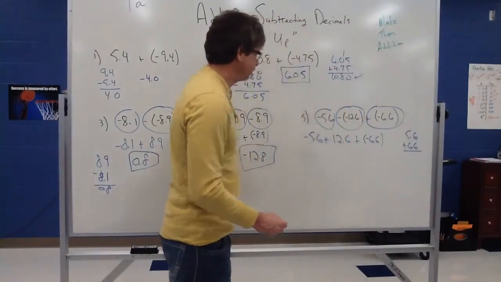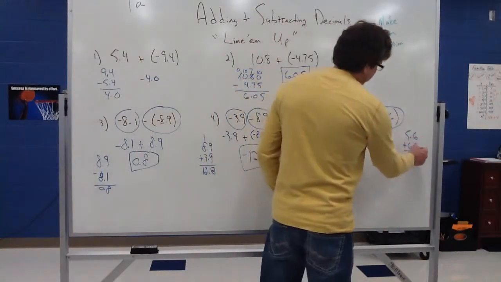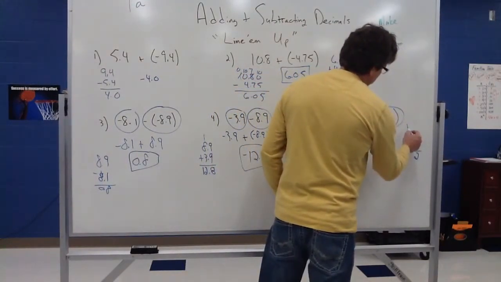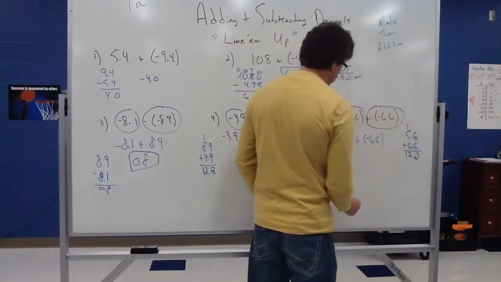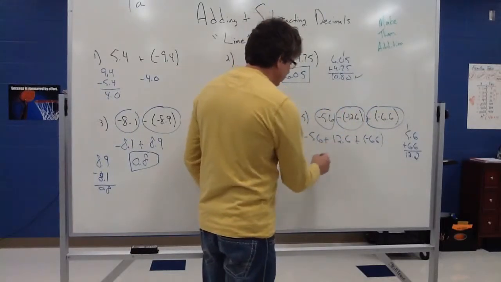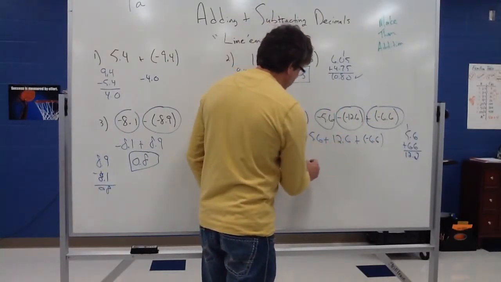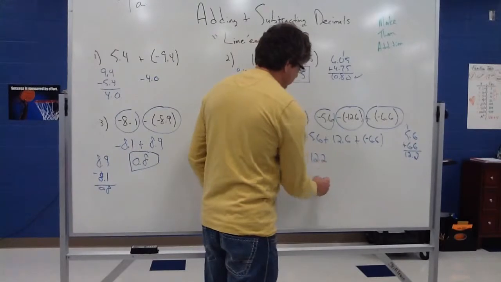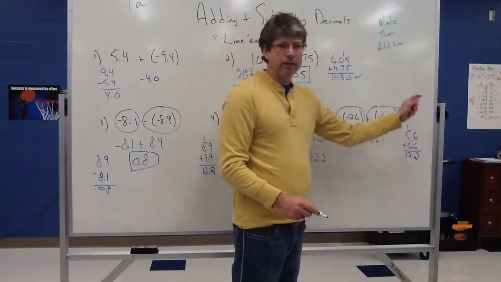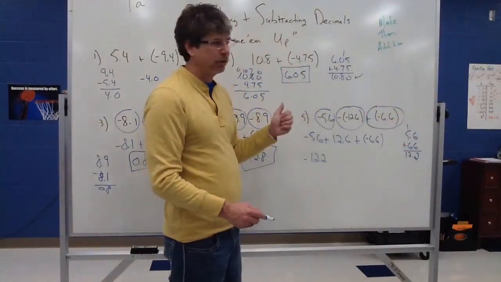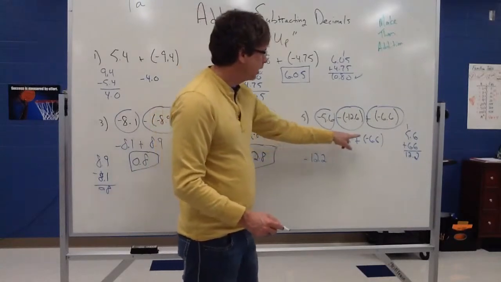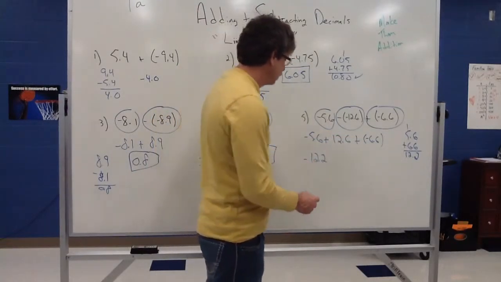Again, line my decimals up. 6 and 6 makes 12, carry the 1. That's going to make it 12, so 12.2. But I have to remember that since this is a negative and this is a negative, my answer still stays negative. So notice how when I do my work, I can leave the negative out, but I have to come back and revisit it. Since I'm dealing with a negative and a negative, that answer still has to remain as a negative.